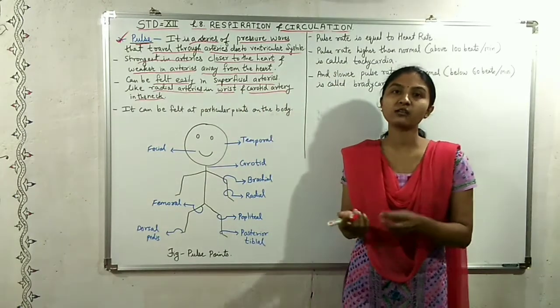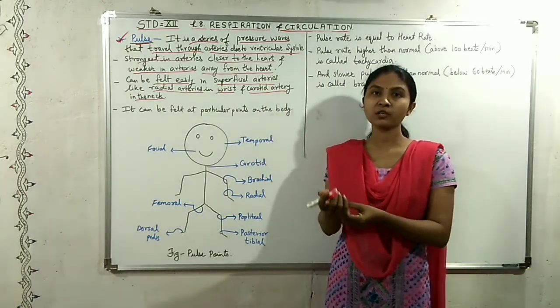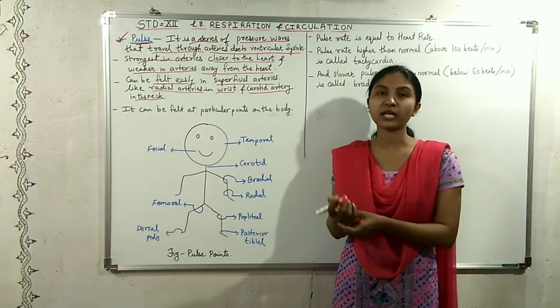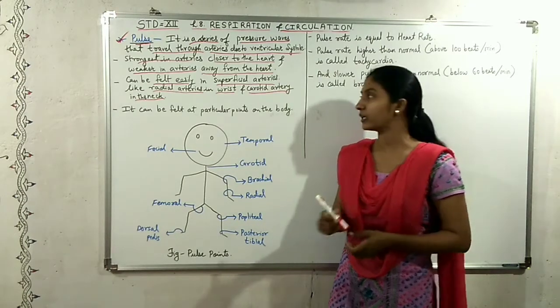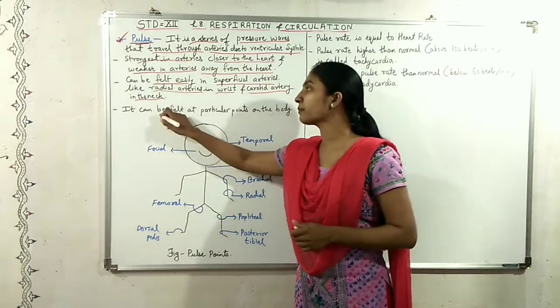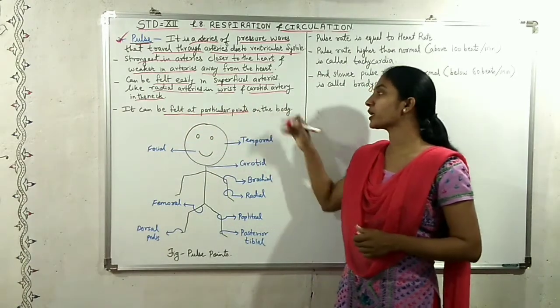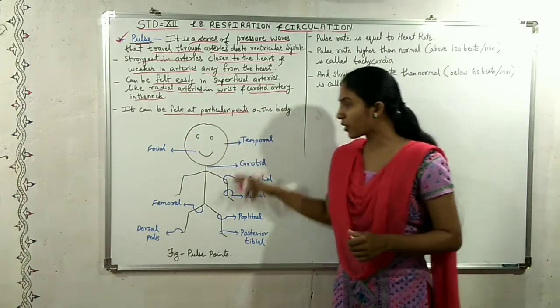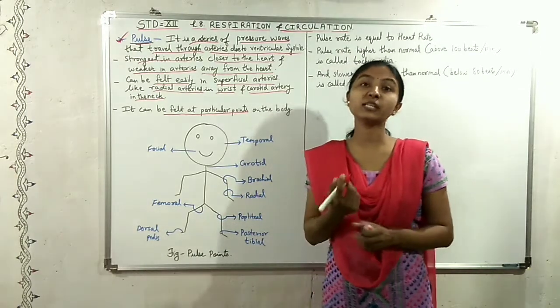These arteries are situated superficially, not deeply near the bone. So that's why we can feel the pulse in them. Also, it can be felt at particular points on the body. So these are the points in your body where you can feel the pulse.